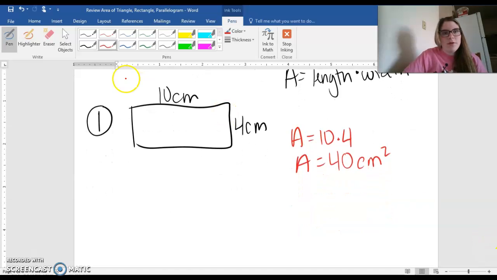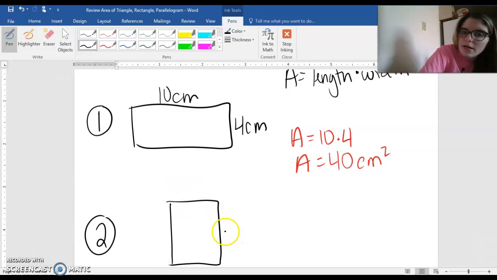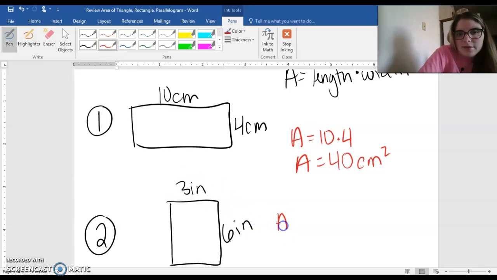Let's try one more of those. So let's say I have a rectangle and it was, let's do 6 inches and 3 inches. So then my area would be 3 times 6. So my area would be 18 inches squared.